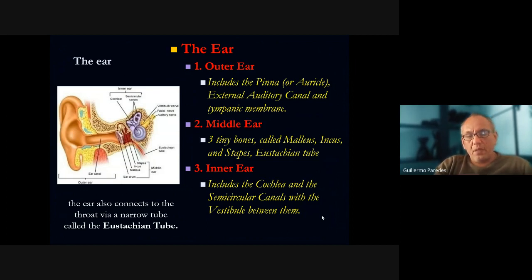The eustachian tube. Okay. Then we have the inner ear, which includes the cochlea and the semicircular canals with a vestibule between them. Easy to remember now. Correct?